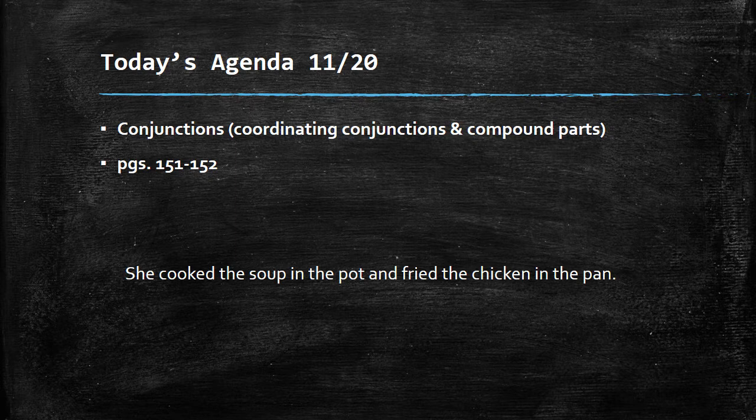So let's look at this sentence. We have, she cooked the soup in the pot and fried the chicken in the pan. Most of you know, I assume all of you know, that "and" would be our conjunction in this sentence as it joins two phrases or two thoughts together.